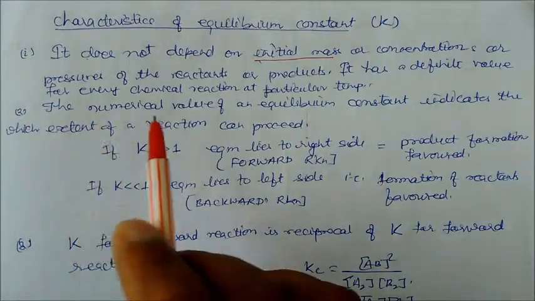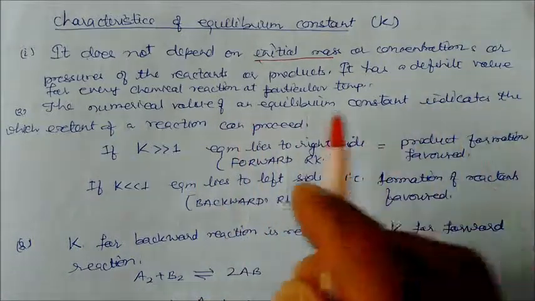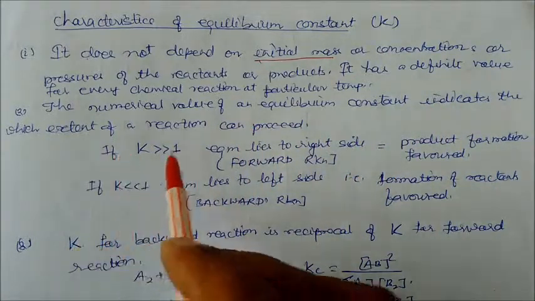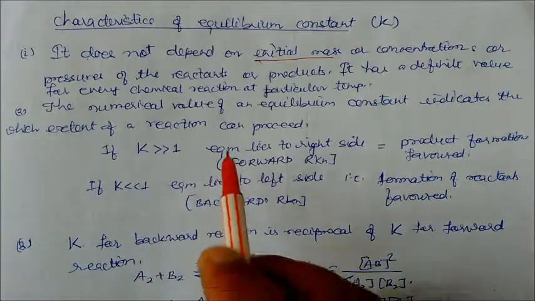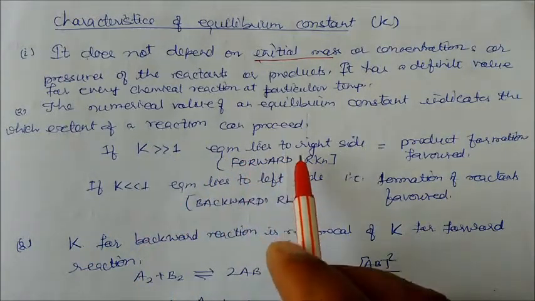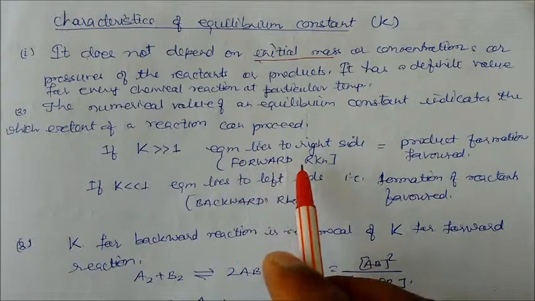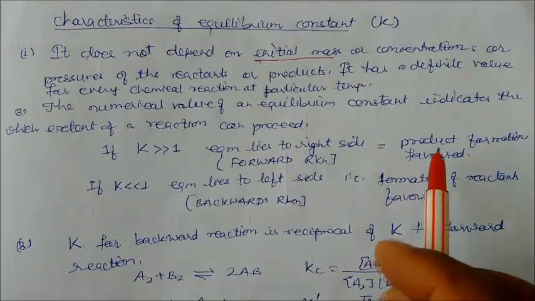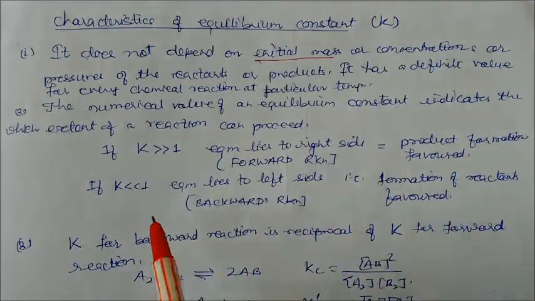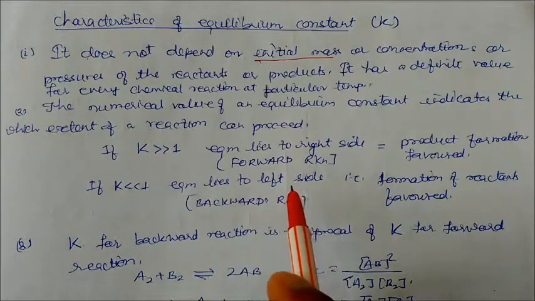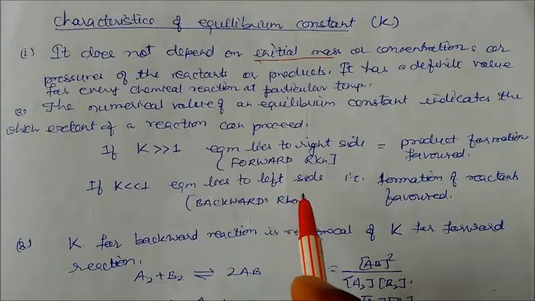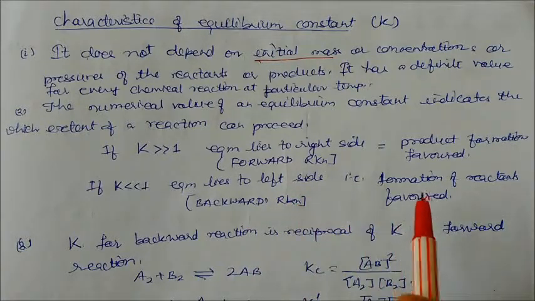Number two, the numerical value of the equilibrium constant indicates the extent to which the reaction can proceed. If the value of K is greater than 1, then the equilibrium lies to the right side, meaning the equilibrium is moving in the forward direction, that is, production of product is favored. If the value of K is very much less than 1, then the equilibrium will be towards the left side. This means that the equilibrium is proceeding towards the backward direction, that is, the formation of the reactant is favored.